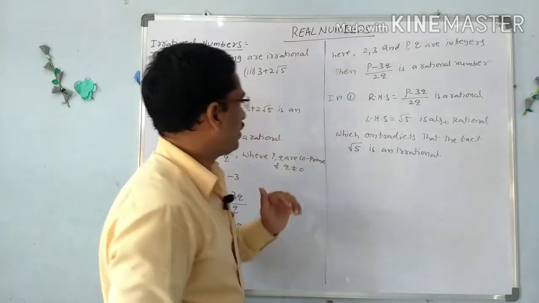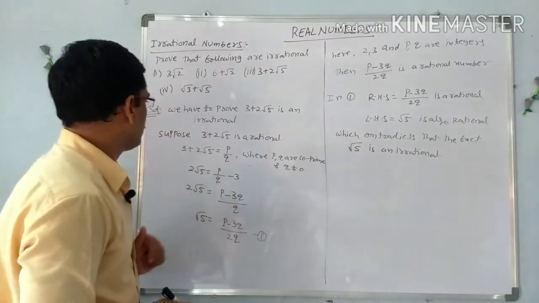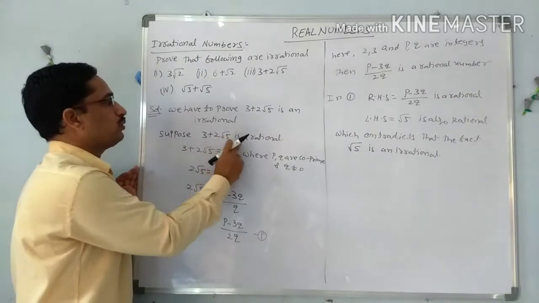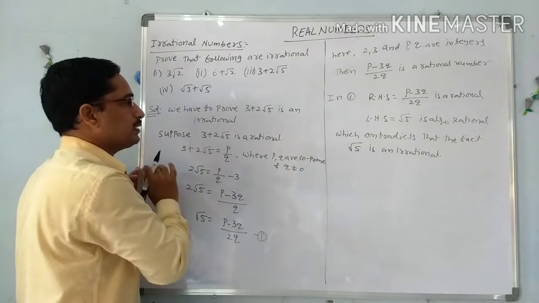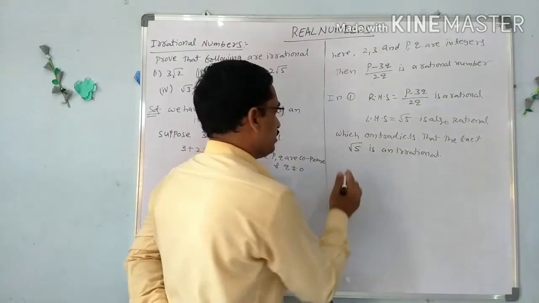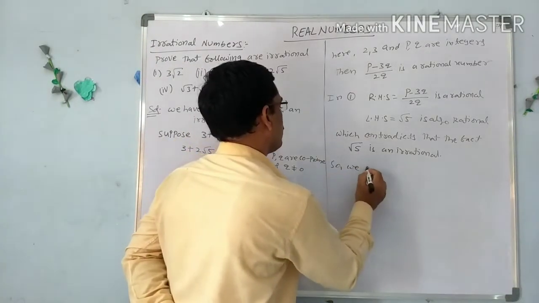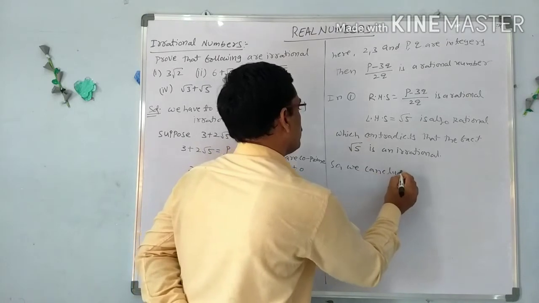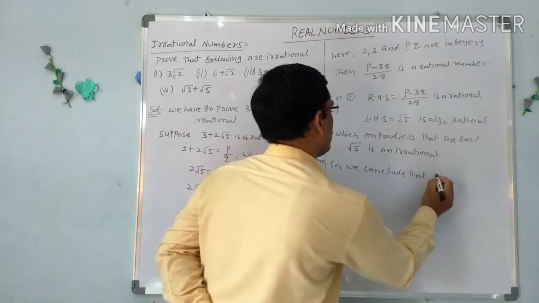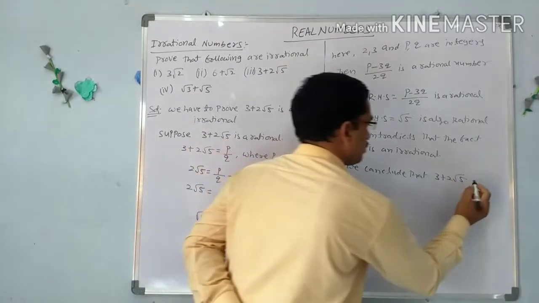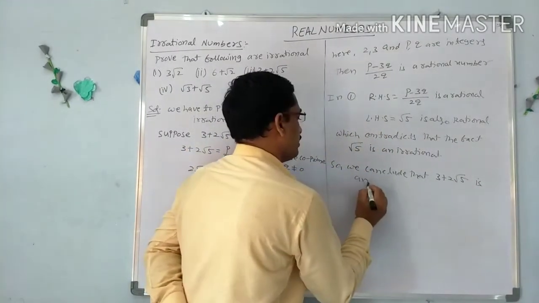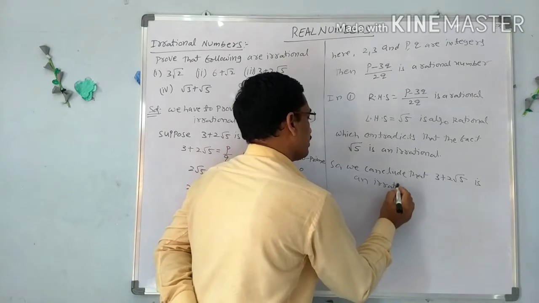So it happened. Why did it happen? Because of our assumption. What is our assumption? That 3 plus 2 root 5 is a rational number. This assumption is wrong. So what is the fact? So we conclude that 3 plus 2 root 5 is an irrational number.